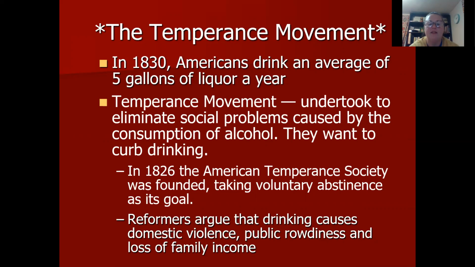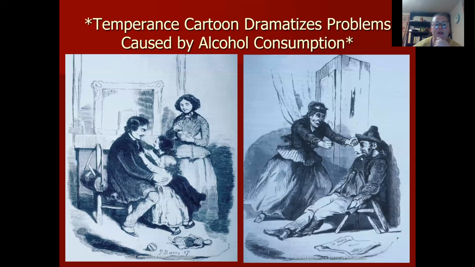In 1826, the American Temperance Society was founded, taking voluntary abstinence as its goal. Voluntary abstinence means not doing it at all, so not drinking at all, okay? Reformers argue that drinking causes domestic violence, public rowdiness, and loss of family income, okay? So they believe that alcohol is causing most of these problems, and that if they can get rid of the consumption of alcohol, they will drastically improve many of the social problems facing the country.